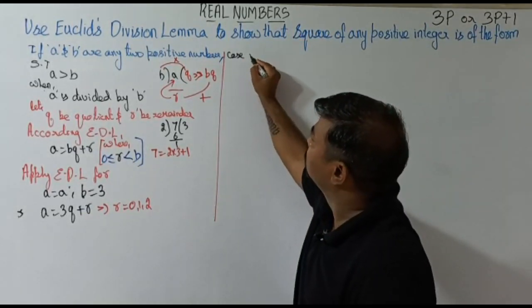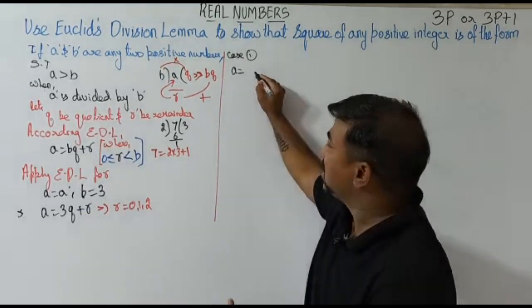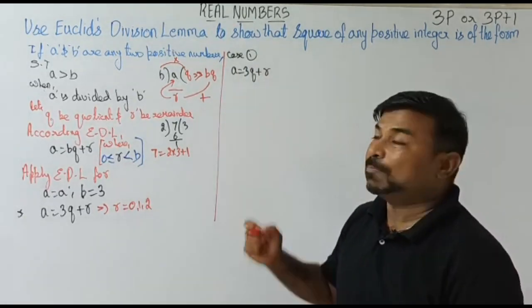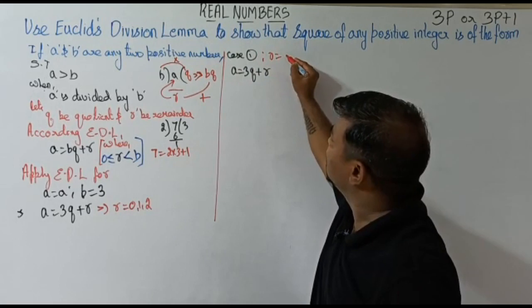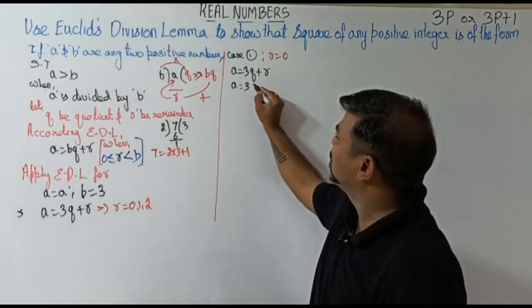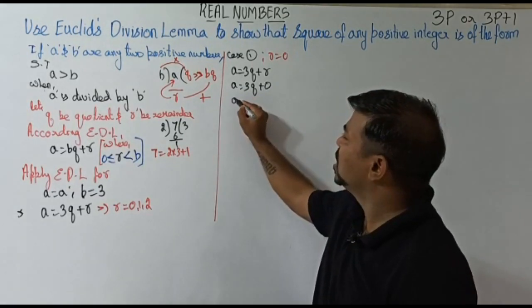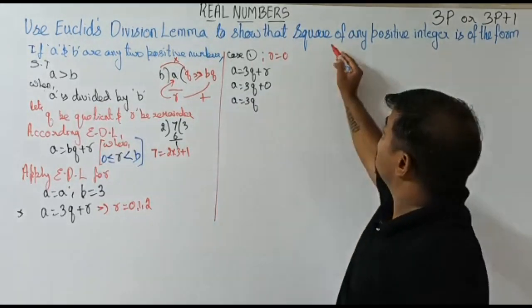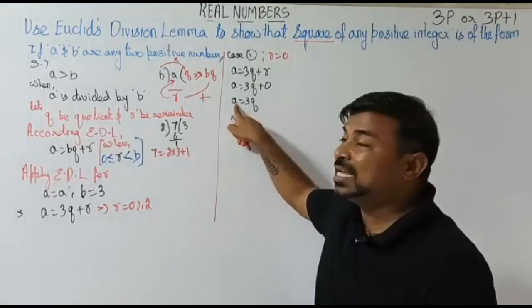Case 1. What is a for us? a is equal to 3q plus r. But in the place of r, what we are taking is nothing but 0. Now a is equal to 3q plus 0, so a is equal to 3q. Yes, we got the number. But what does he want? He wants us to square. This is the number a.